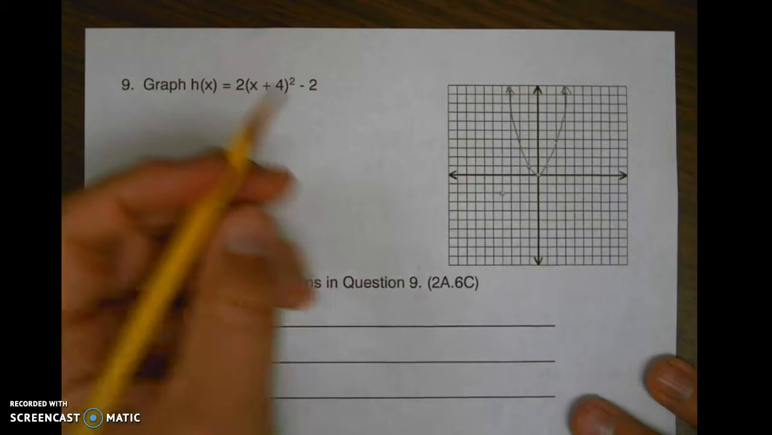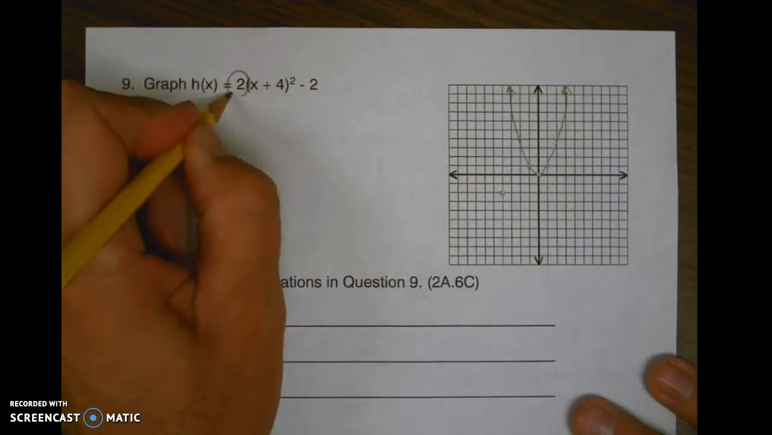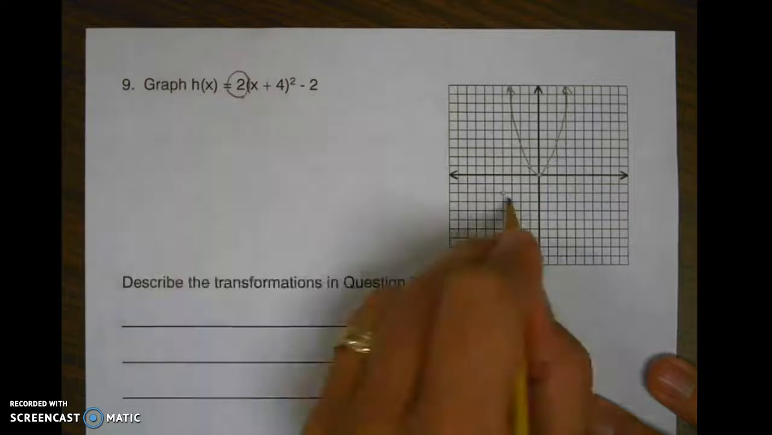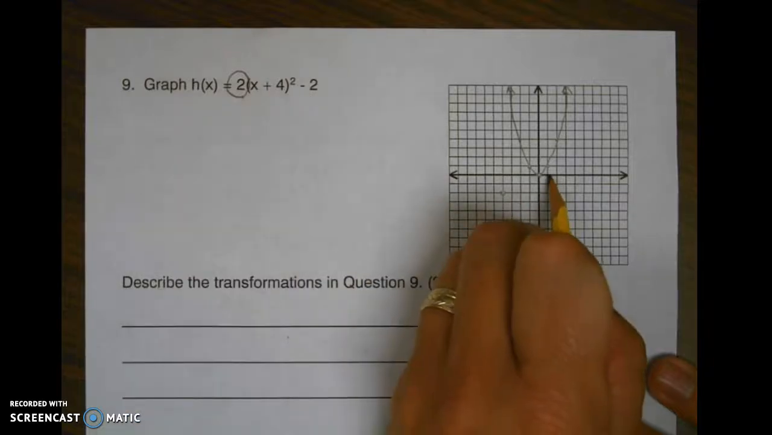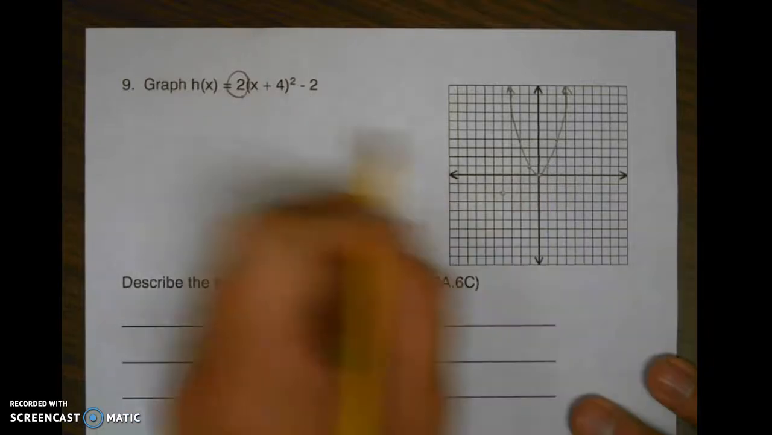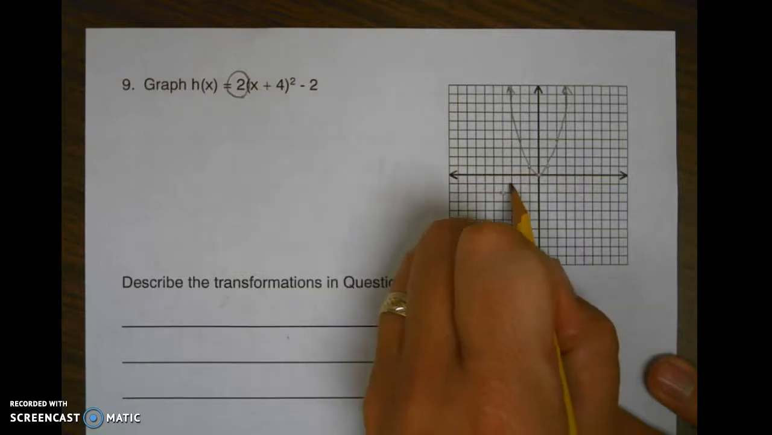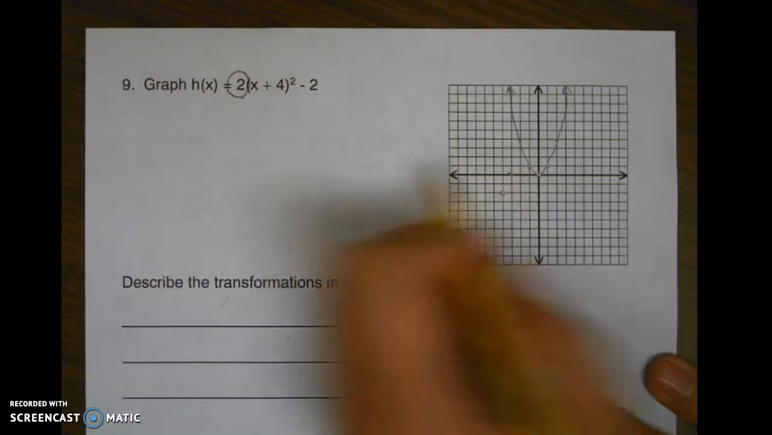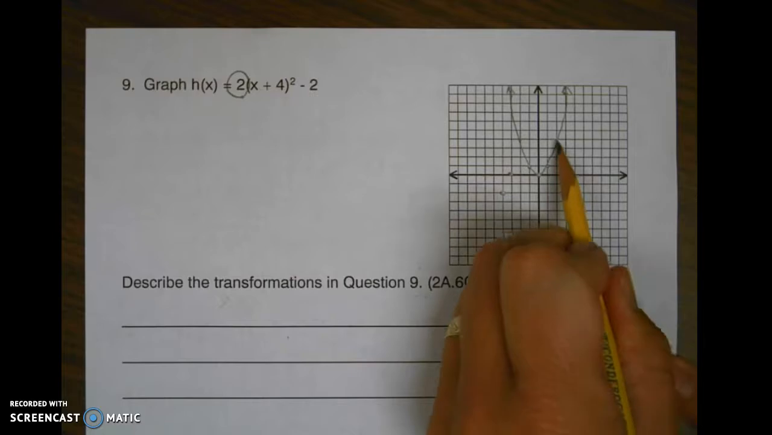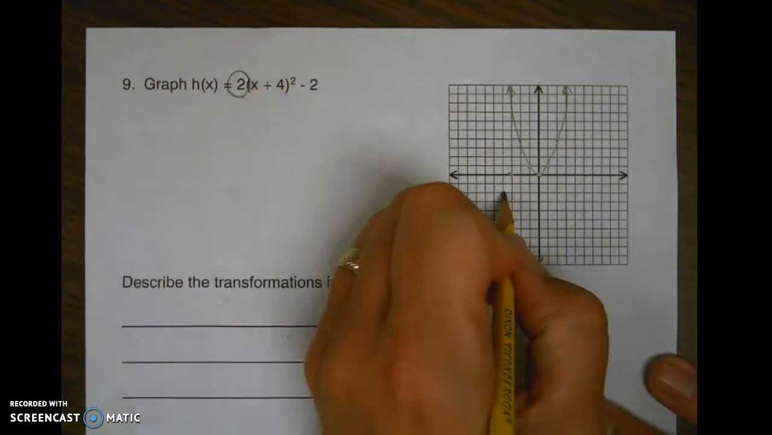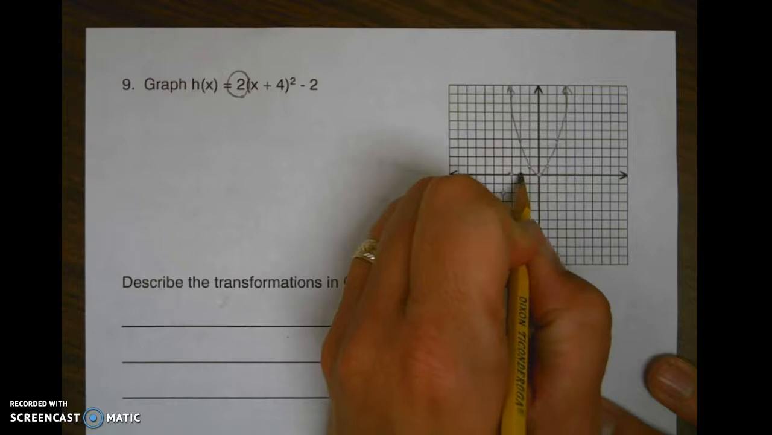Okay. Next thing we're going to do is apply this vertical stretch of 2. So remember on the parent, we went over 1, up 1. So we're going to multiply that y value by 2. So over 1, up 2. On the parent, it's over 2, up 4. So 4 times 2 is 8. So over 2, up 8.